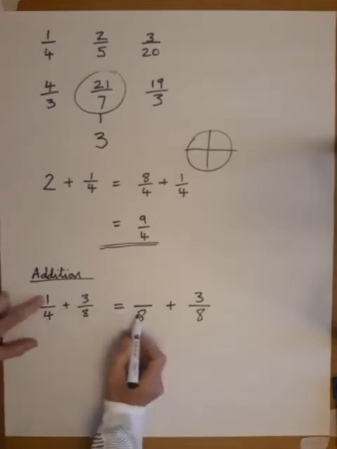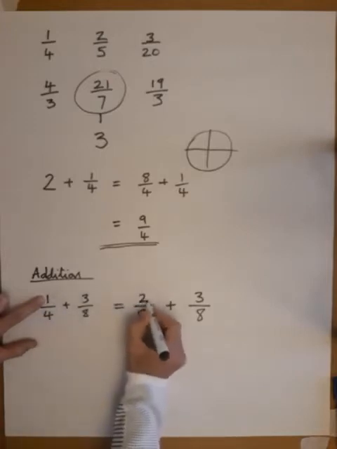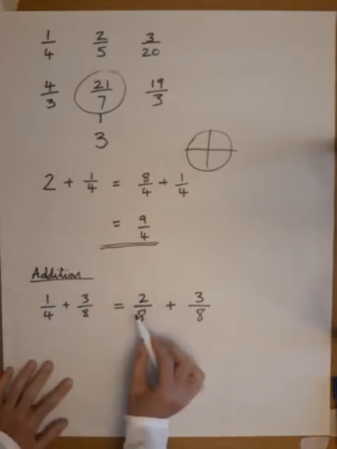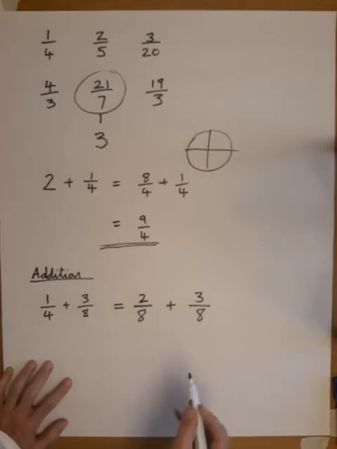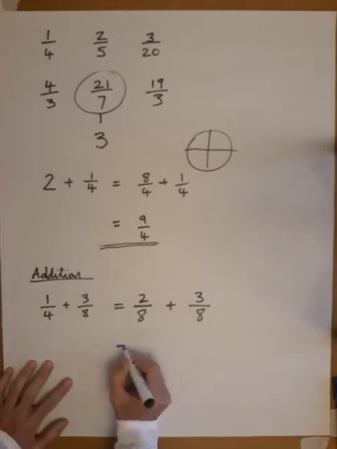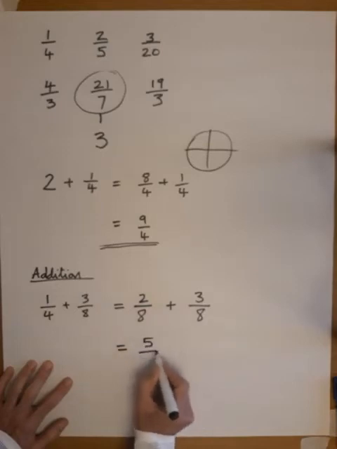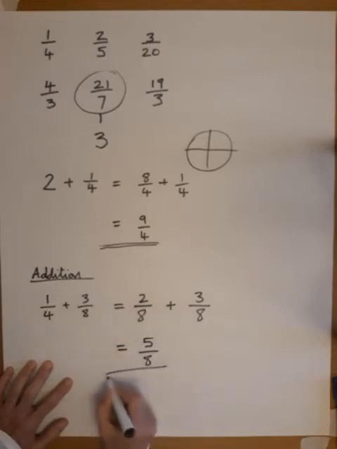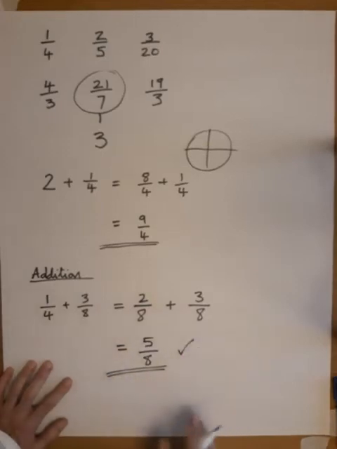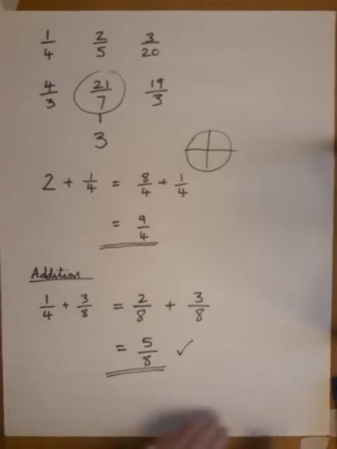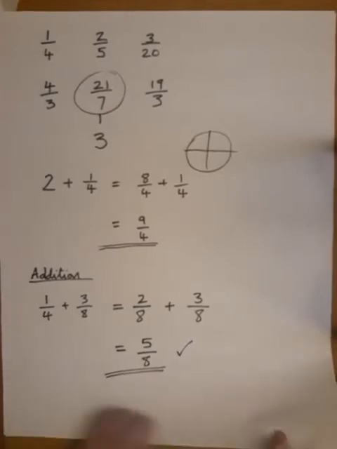So I'll take the top number, 2 times 1 is 2. And now these are all eighths, and I can add them. So 2 plus 3 is 5/8. Okay, so let's do another one.